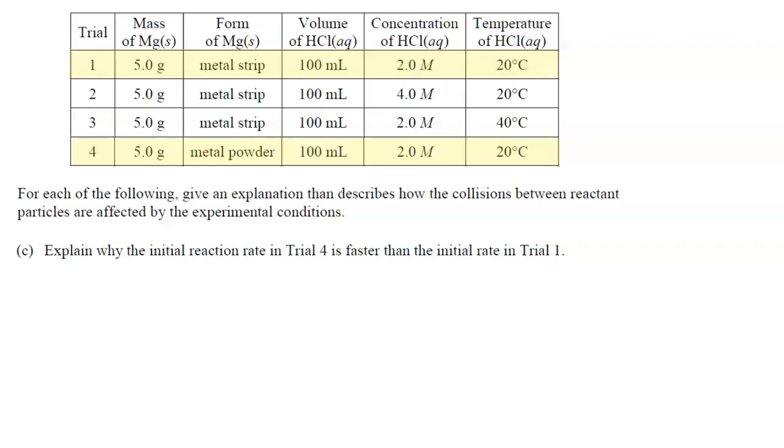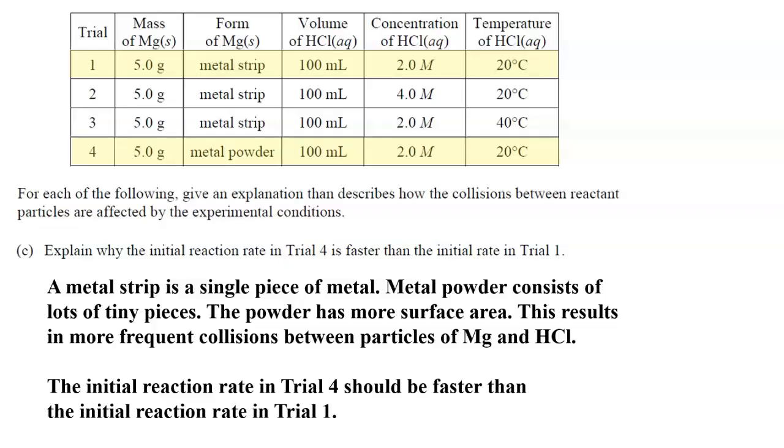And so the question that I had asked in that earlier video for topic 5.1 is, explain why the initial reaction rate in trial 4 is faster than the initial rate in trial 1. And the answer has to do with both surface area as well as the frequency of collisions between reactant particles. So what I said in that earlier video is a metal strip is a single piece of metal. Metal powder consists of lots of tiny pieces. The powder has more surface area, and this results in more frequent collisions between particles of Mg and HCl. So the initial reaction rate in trial 4 should be faster than the initial reaction rate in trial 1.